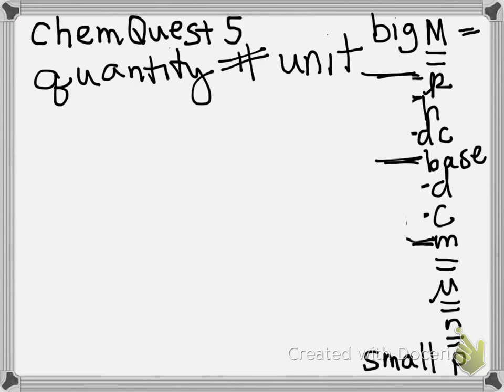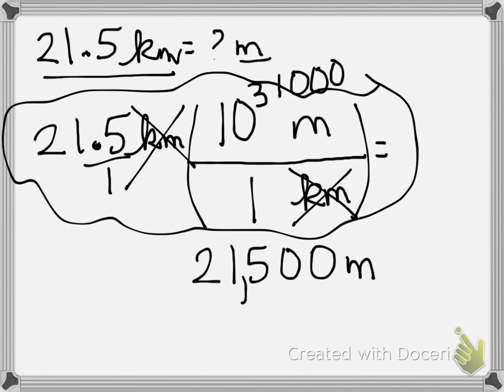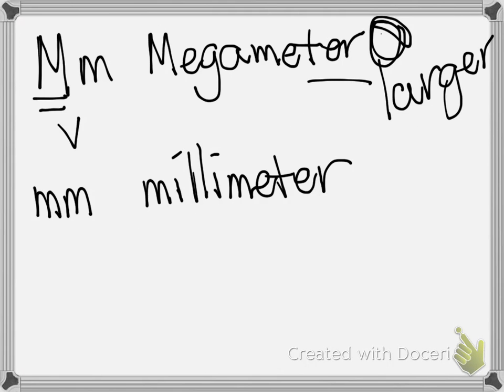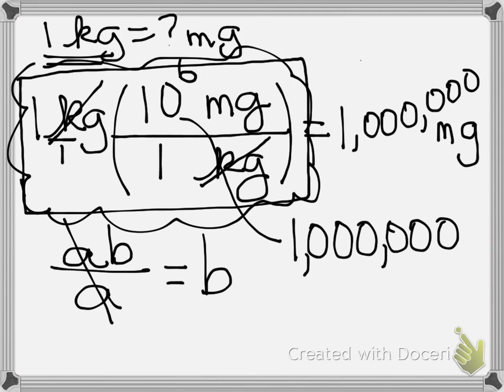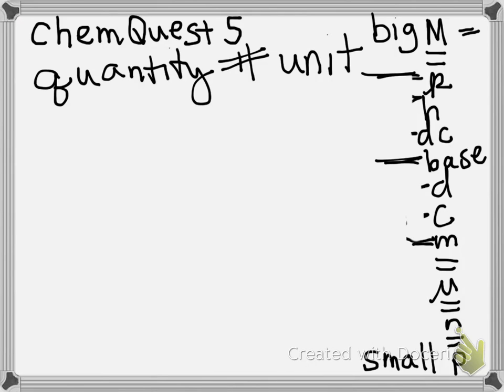All right, the next section was about scientific notation. We use this to write really large and really small numbers. So we use scientific notation to talk about really large and really small numbers.